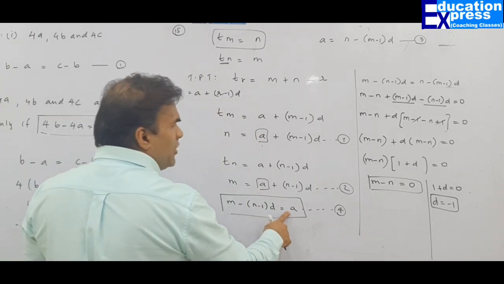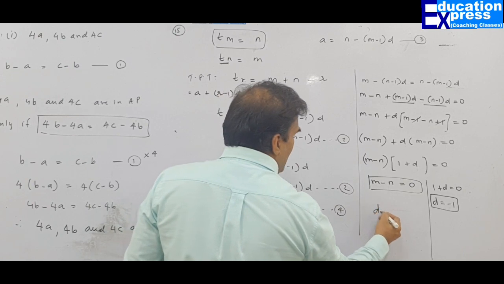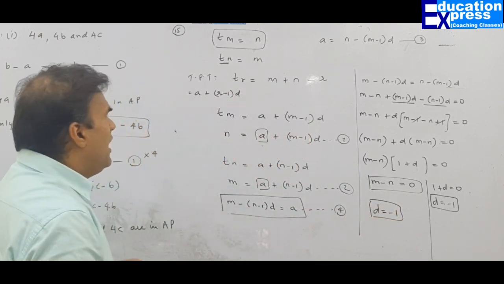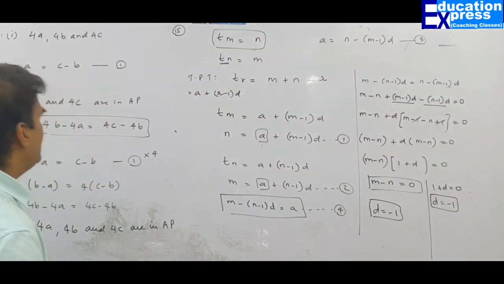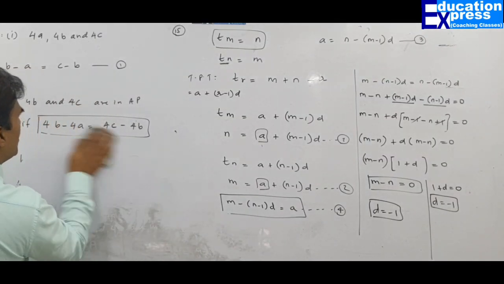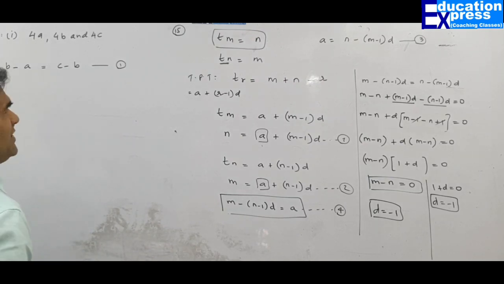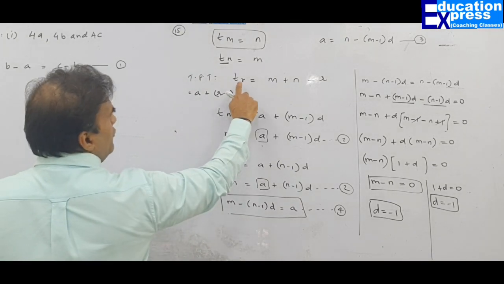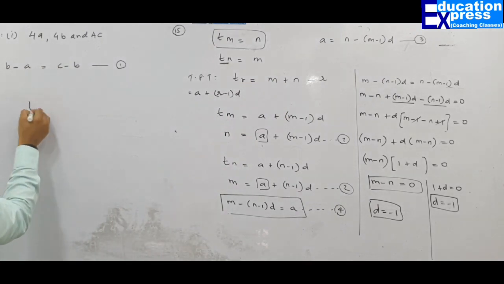Guys, value of D is available. Value of A is also available. A is available, D is available. D equals to minus 1 and A is available over here. We can make use of this A or that A, it will not make any difference. We have already reached the conclusion. We just have to now substitute the values. Since we have to find the value of T raised to r, we have to prove that the r term would be this. Let us find out the r term.